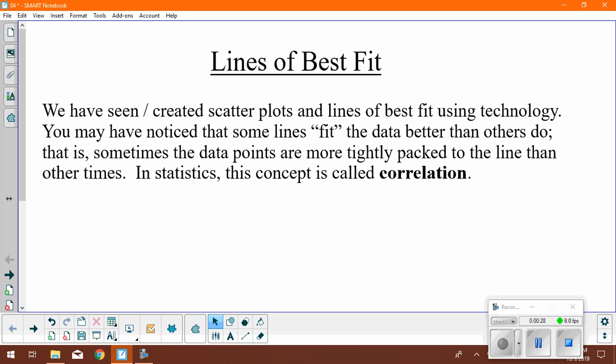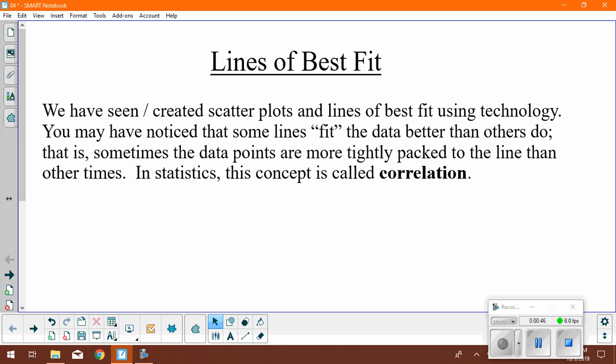So again, please go to your notes here. We have seen and created scatter plots and lines of best fit using technology. Yesterday we were drawing some graphs on the computer, and in the past you've probably done it as well, and we will get into Desmos in a little bit.